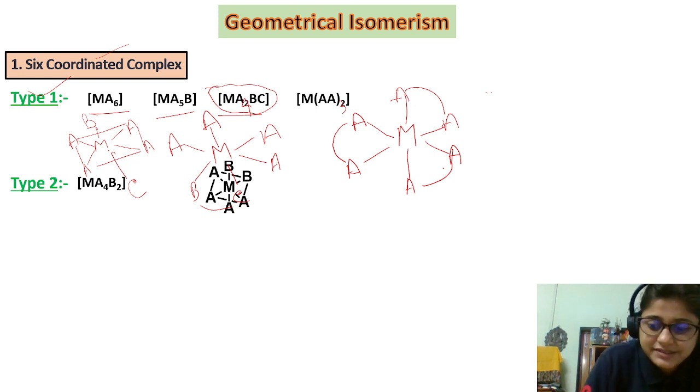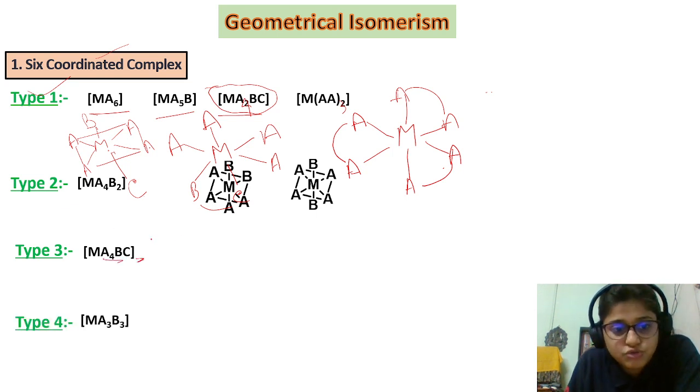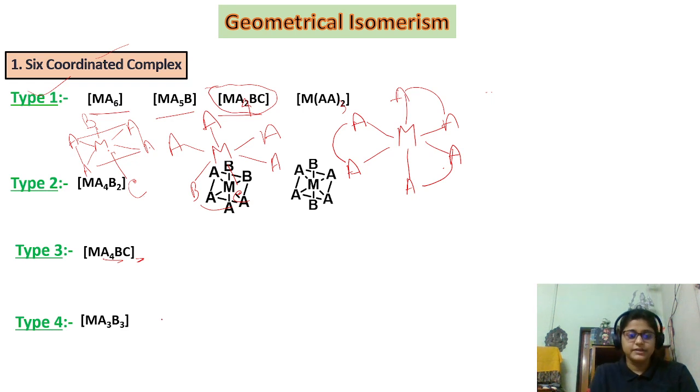Now type 2. I have drawn this, right? B, B cis, B, B trans, right? Same way, this B, C can be cis and trans with MA4 the same, right? So two are possible only. I am not drawing this. And MA3B3. So what will be the structure?